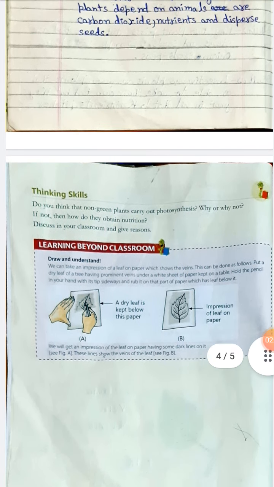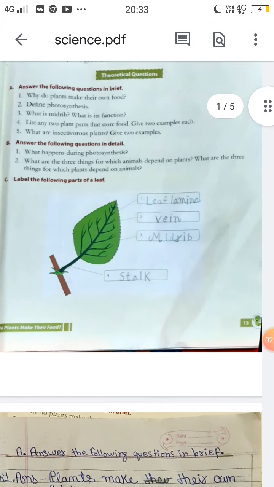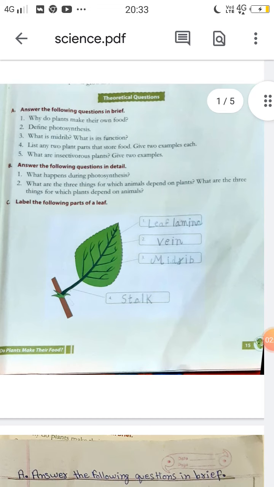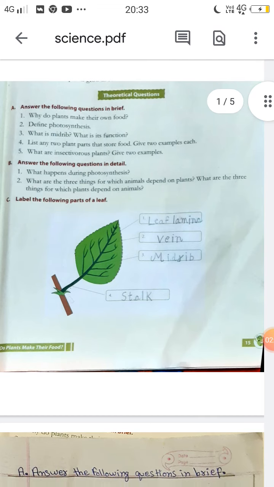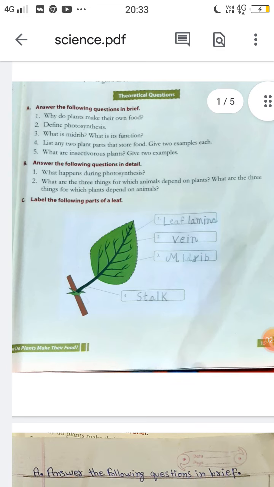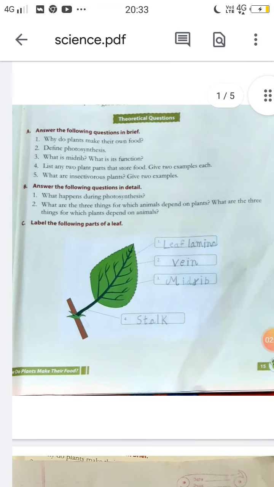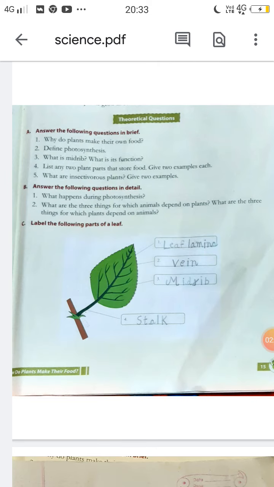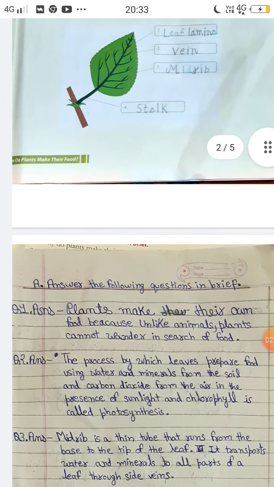Now let us do C. Label the following parts of a leaf. These are the things. First, leaf lamina. Second, vein. Third, midrib, and fourth is stalk.